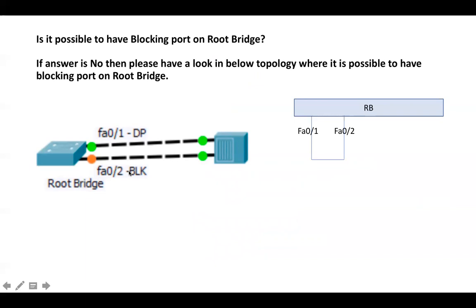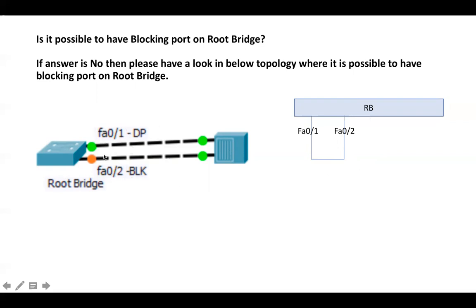Now I have another question here. Is it possible to have a blocking port on the root bridge? You may answer no. In that case, I would like your attention on this particular topology, where I have one switch which is connected back to back via Fa0/1 and Fa0/2. Or you can have a look, I have one hub which is connected via Fa0/1 and Fa0/2. So one port will be in blocking state.